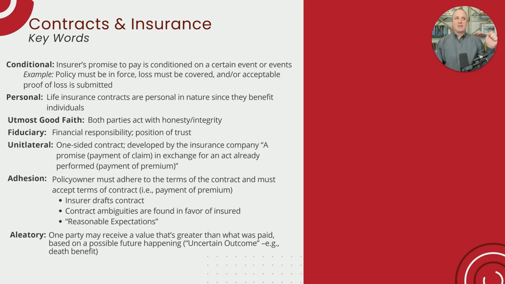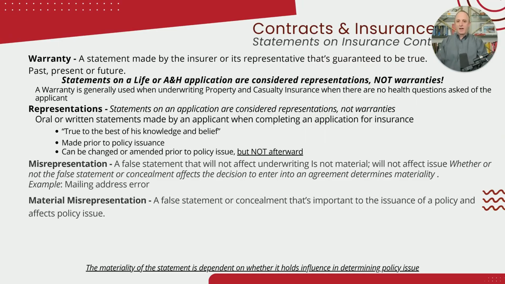If it says it may be paid under circumstances X, Y, Z, and it's not real clear what the may refers to there, then that would technically transform to a would versus a may. So making sure that if it's any sort of gray area whatsoever, it's going to favor the insured. And aleatory means that one party may receive a value that's greater than what was paid based on a possible future happening. So uncertain outcome, the death benefit, that kind of thing. Absolutely. All right. So some further terms.